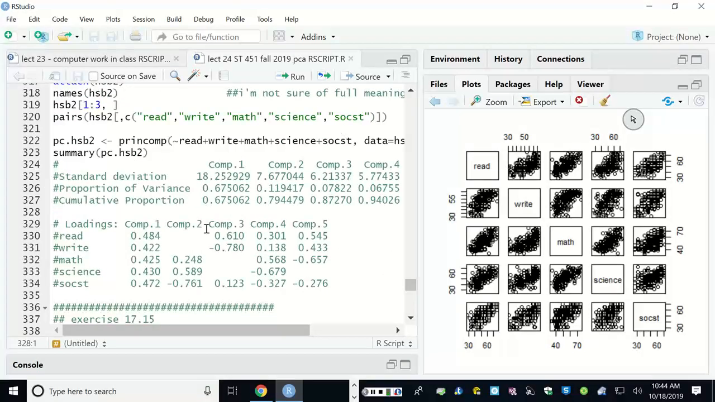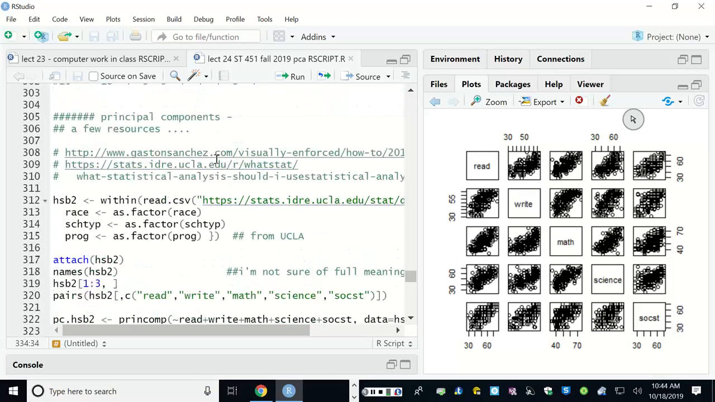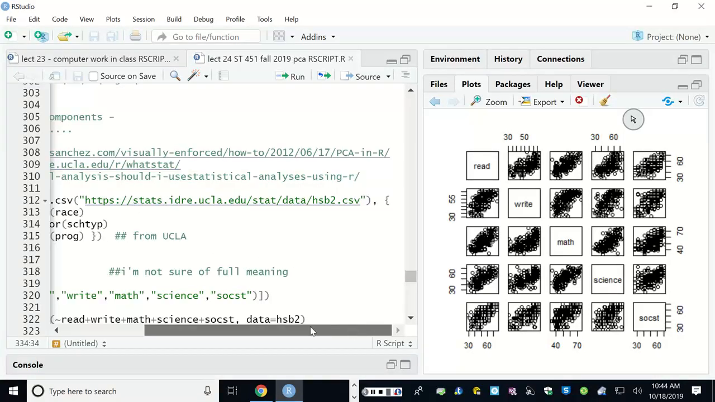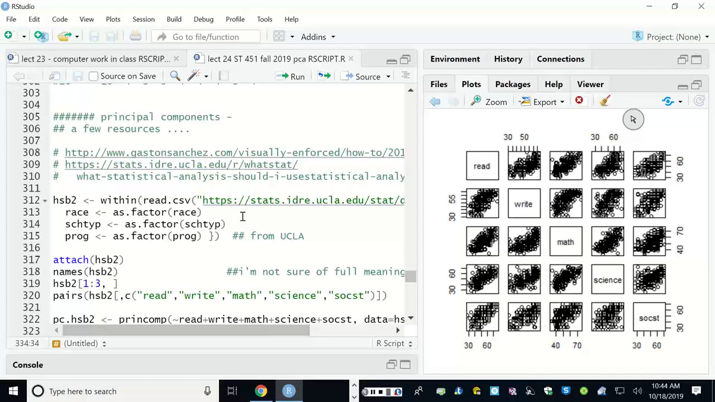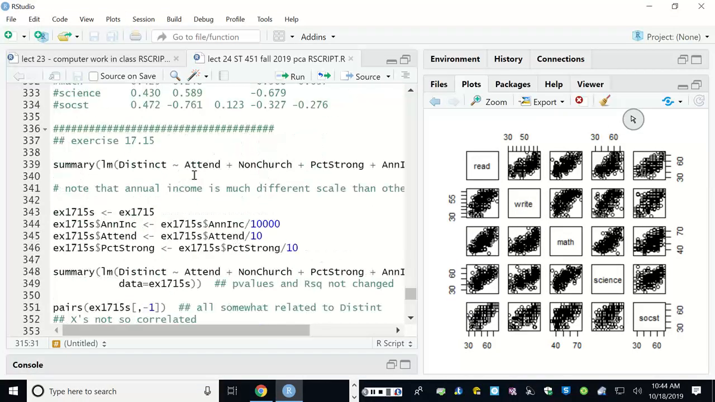So you might just look at that and create that outcome and then say, is that related to race, school type, program, and so on. This data set's on the UCLA site and still can be read in, so it's something else that might be interesting.